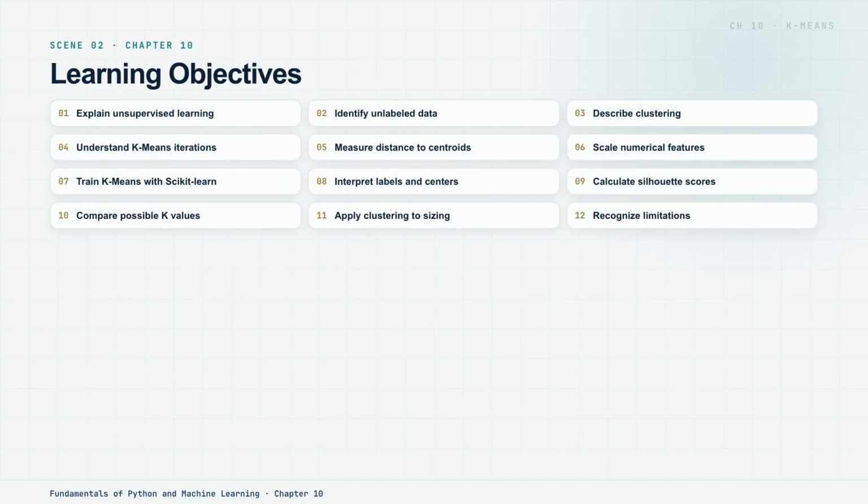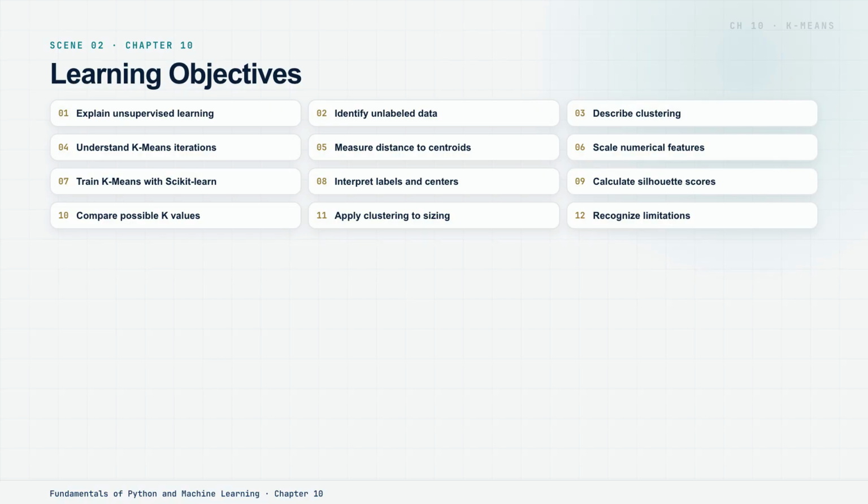By the end of this chapter, you should be able to distinguish supervised learning from unsupervised learning. You should understand what clustering is and how K-means groups observations according to numerical similarity. You will learn the iterative K-means process: initializing centroids, measuring distance, assigning points, recalculating centers, and repeating until convergence. You should also be able to prepare and scale numerical data, train K-means using Scikit-learn, access the assigned cluster labels and centroid coordinates, and assign new observations to clusters.